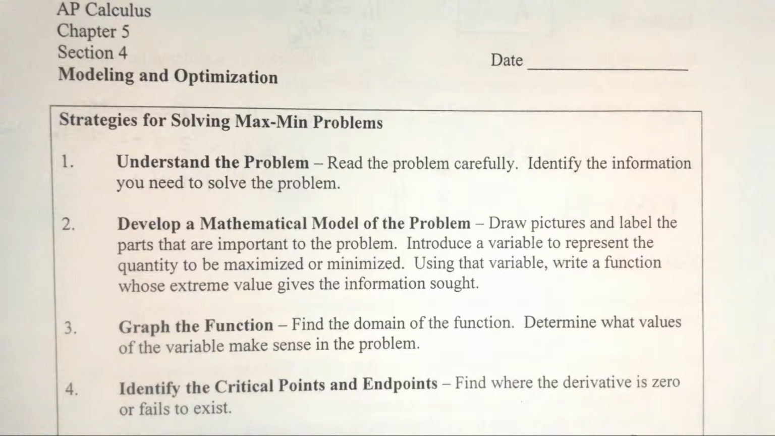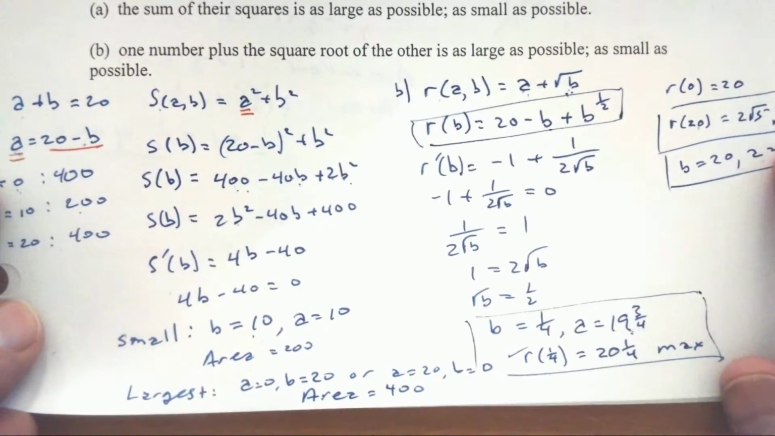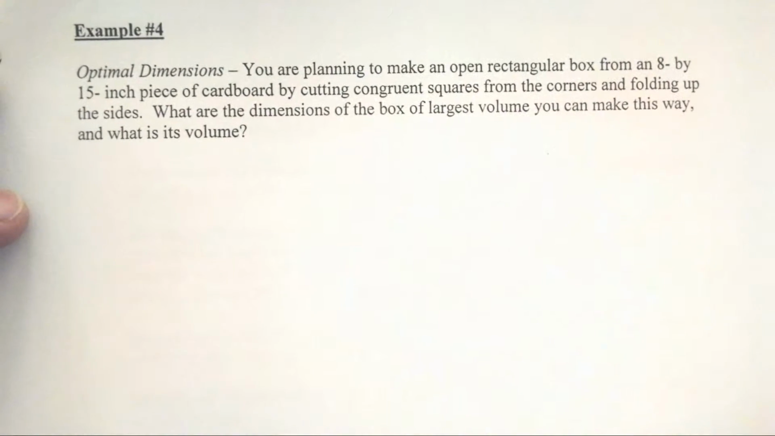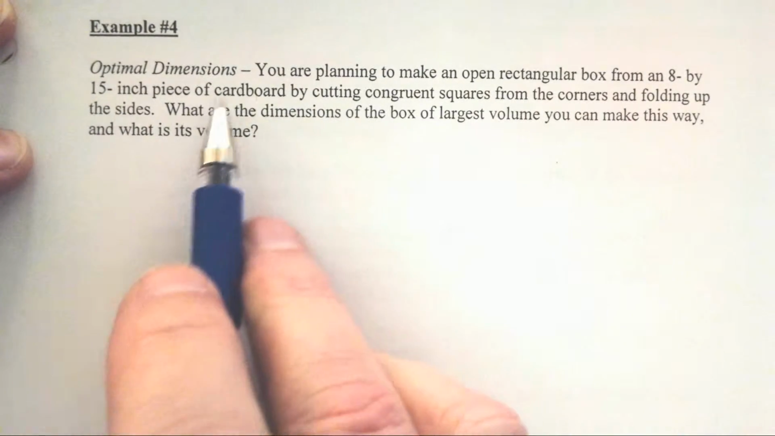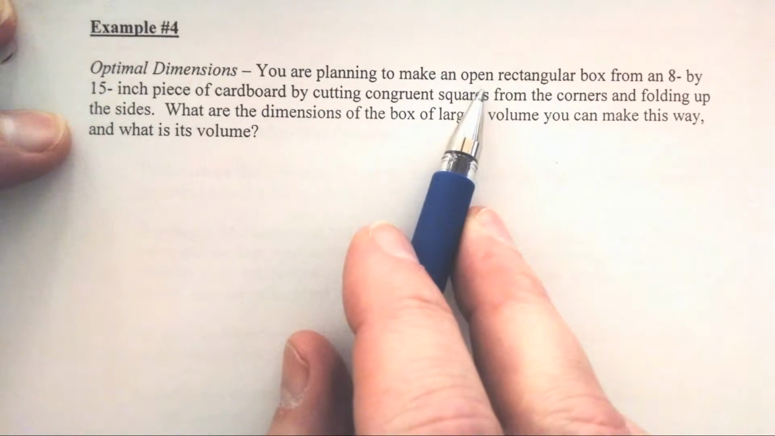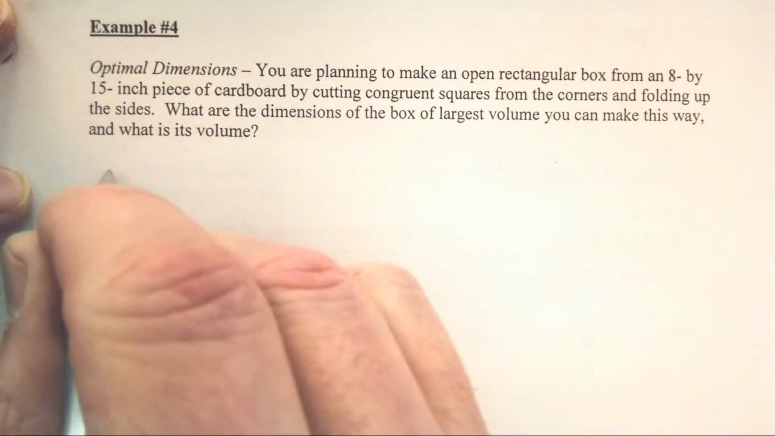Okay, this should be a welcome back to Section 4, Chapter 5, as we've gone through the first few problems from this handout. I am now on problem number 4, and we're going to have kind of a calculator approach and a by hand calculus approach. Optimal dimensions.